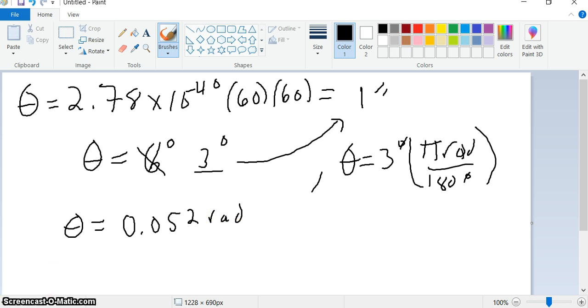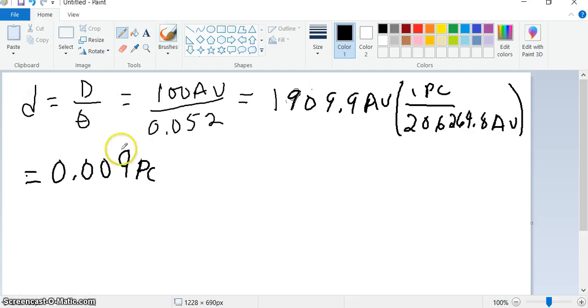And from that, what the question asks is, what does little d, the distance, have to be if capital D is 100 AU? So this is the angle in radians, and if you remember the original diameter of this was 100 AU, so that puts this thing at a distance of 1,909.9 astronomical units. Then we convert it into parsecs, and it turns out to be 0.009 parsec.